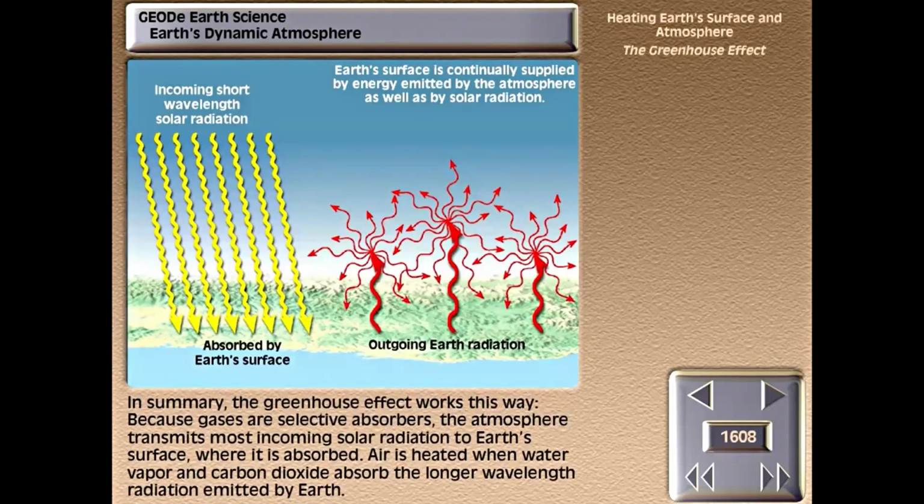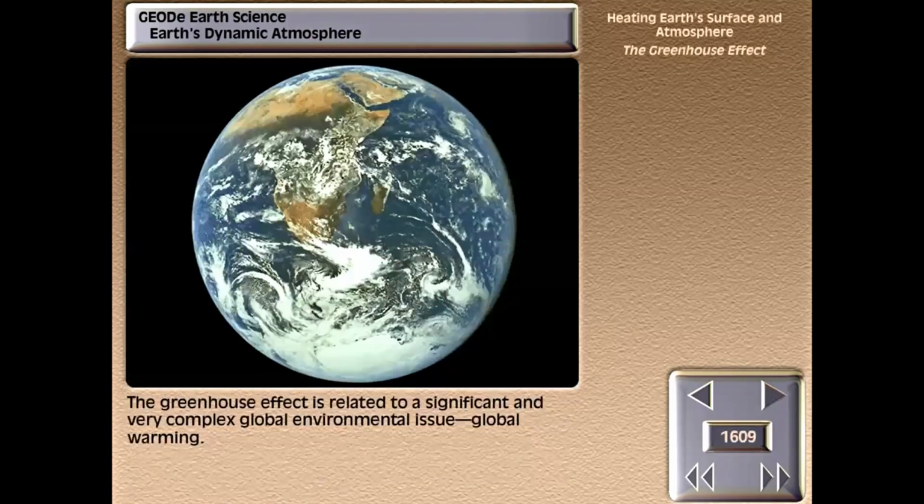Because gases are selective absorbers, the atmosphere transmits most incoming solar radiation to Earth's surface where it is absorbed. Air is heated when water vapor and carbon dioxide absorb the longer wavelength radiation emitted by Earth. The greenhouse effect is related to a significant and very complex global environmental issue, global warming.